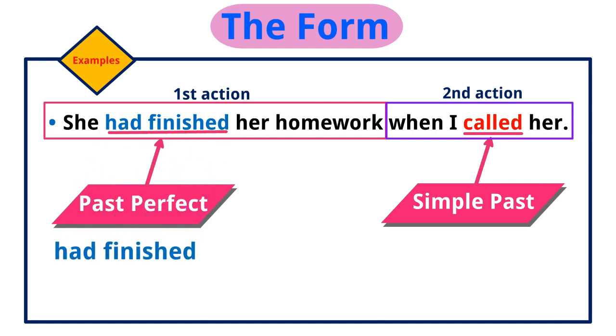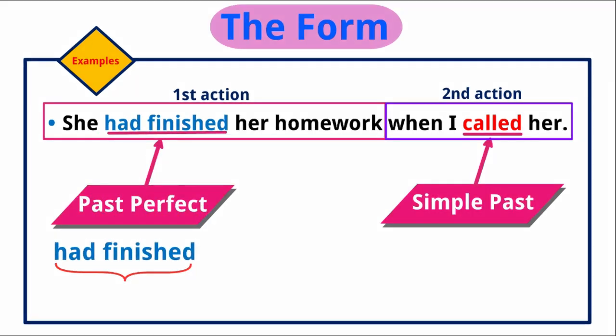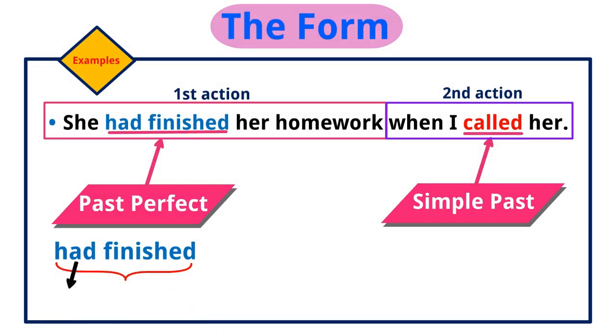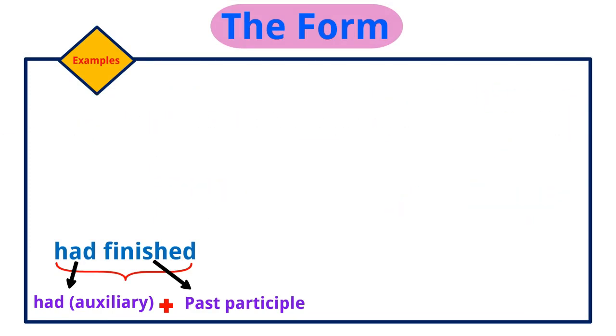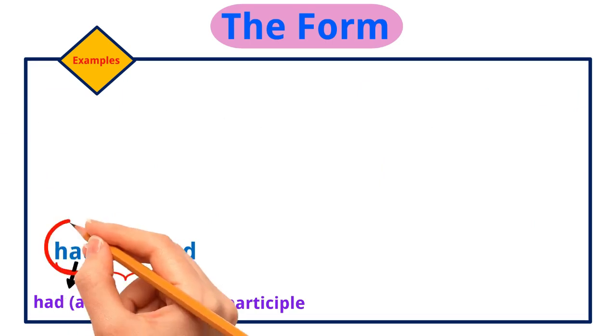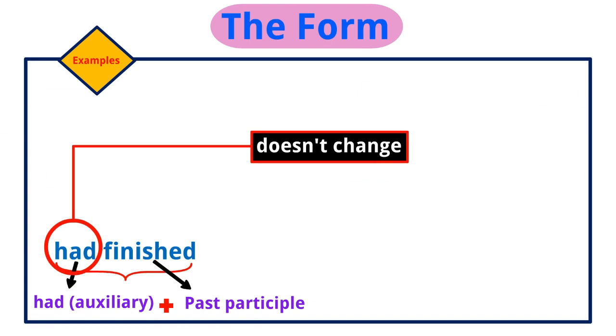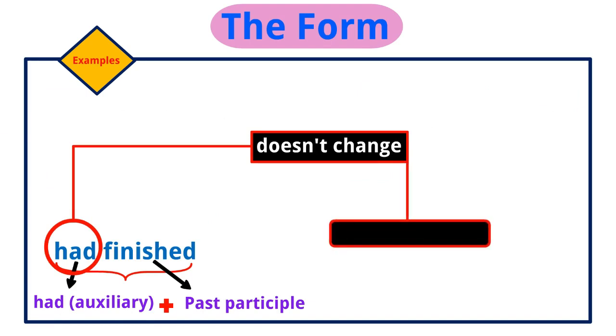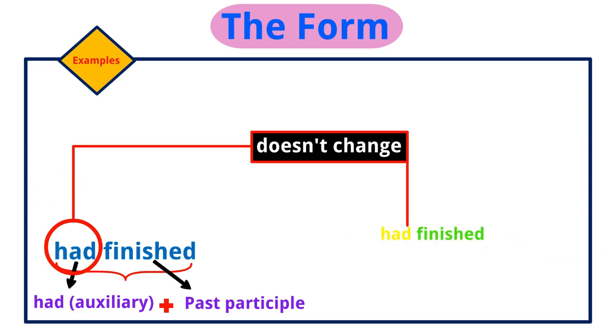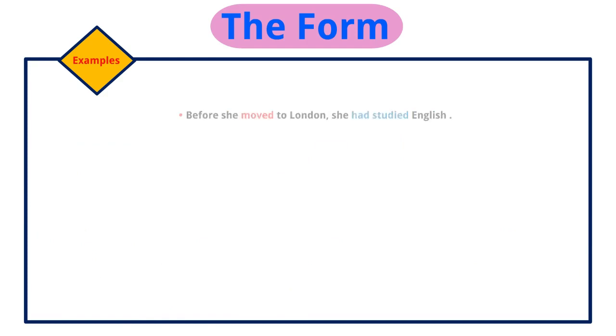But we here are interested in the first verb, had finished, which is in the past perfect. So here we have had, the auxiliary, plus finished, which is the past participle of the verb finish. Now I want you to know that this had is an auxiliary, but it doesn't change even when we change the pronouns. So for example, you can say I had finished, you had finished, he had finished, she had finished, we had finished, they had finished. It doesn't change, though the pronoun changes.